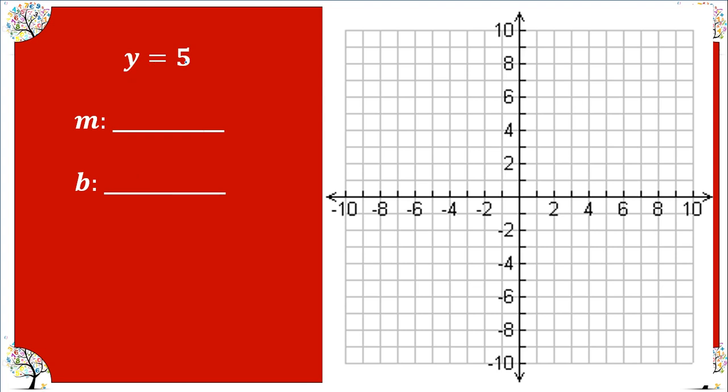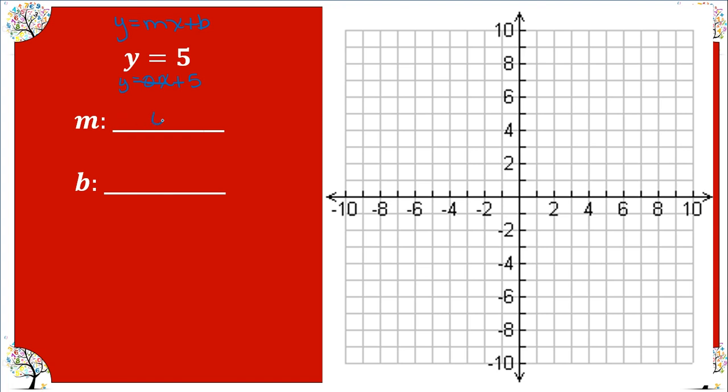y = 5. y = mx + b. We notice there's no x. So this means this originally was y = 0x + 5, a slope of 0 times x plus the 5. And 0 times anything is nothing. So that's why there's no x here. So this line has a slope that is 0, meaning it's not going up or down. It's just going straight across horizontally.